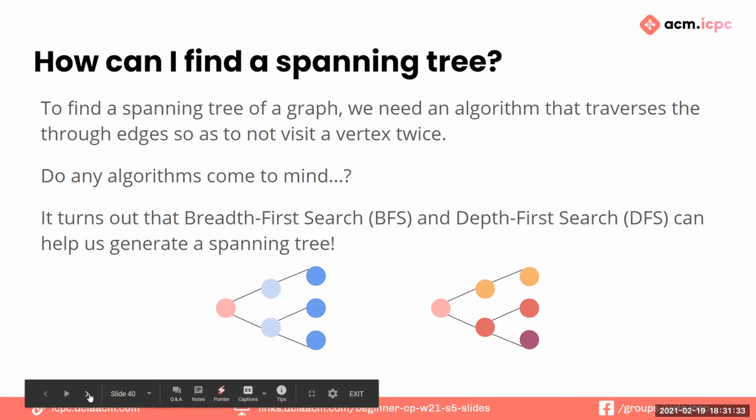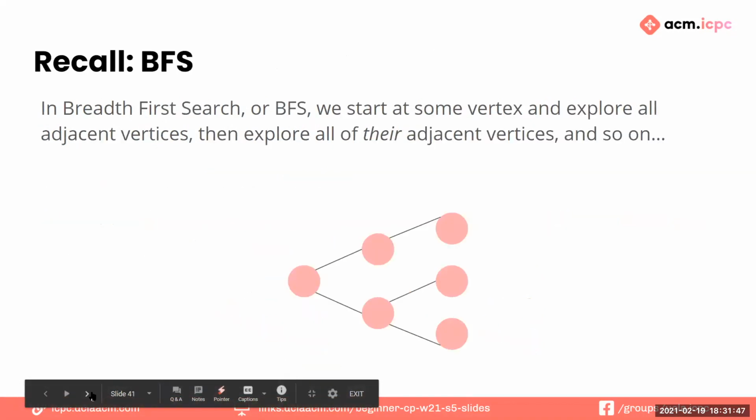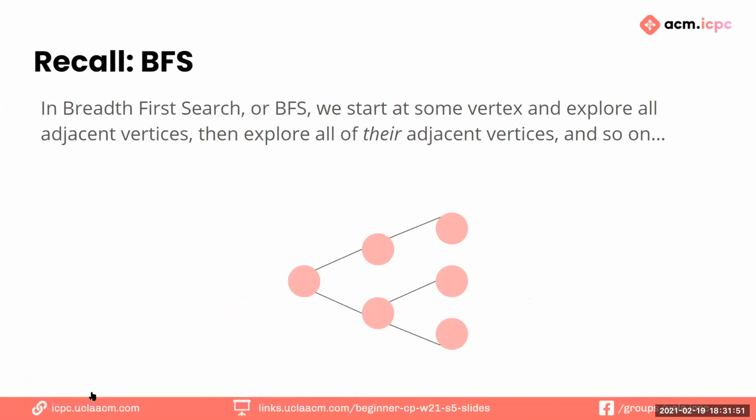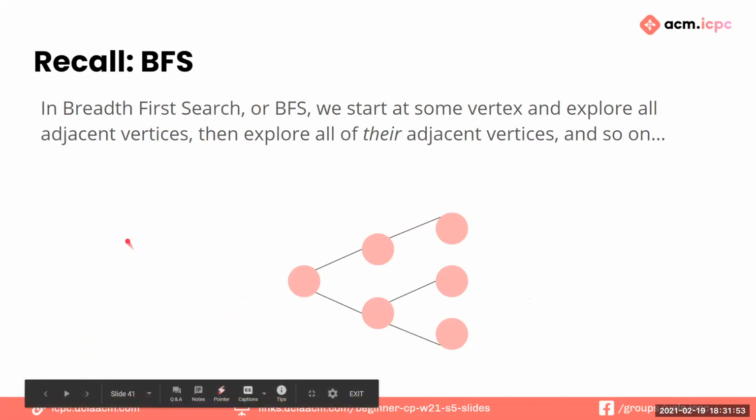I'll give you a little bit of a recap on BFS and DFS if you don't completely remember what they mean. A note: a graph can have more than one spanning tree. In BFS, or breadth first search, we start at some vertex and explore all adjacent vertices, and then explore all of their adjacent vertices, and so on.